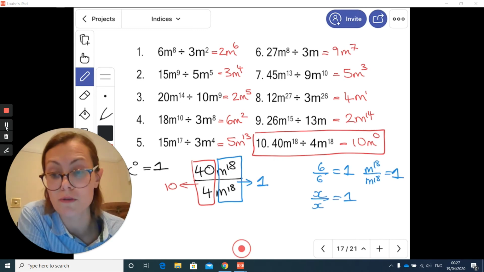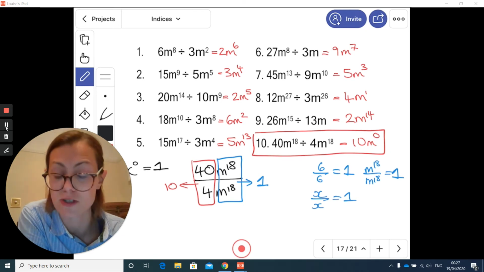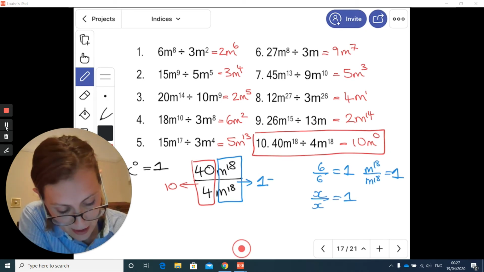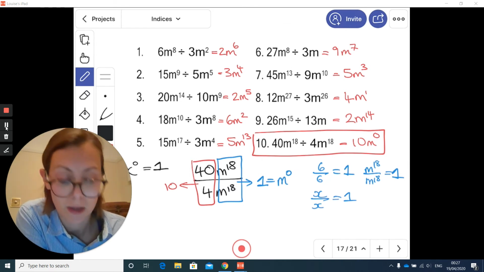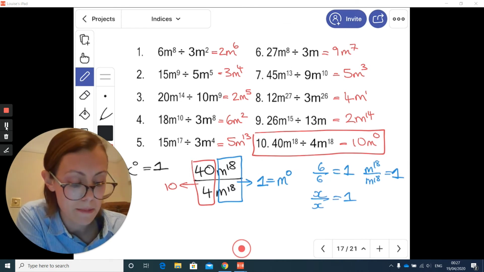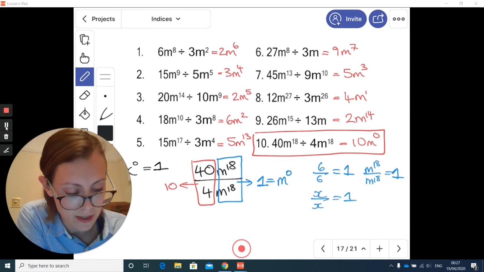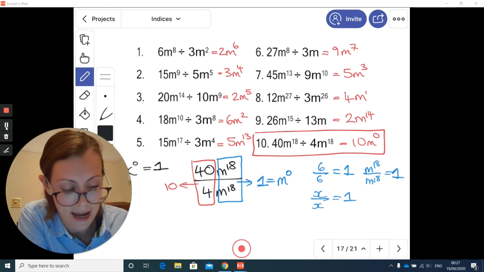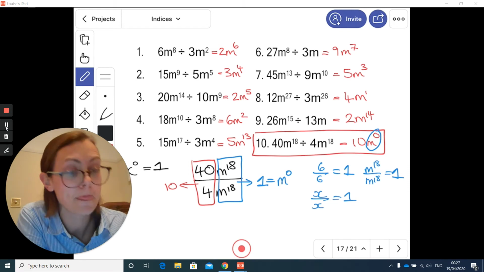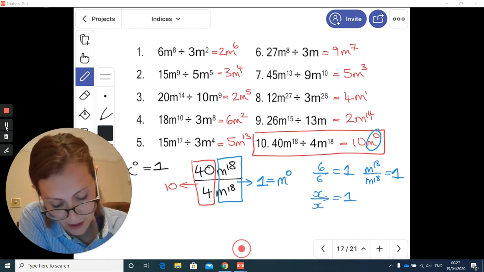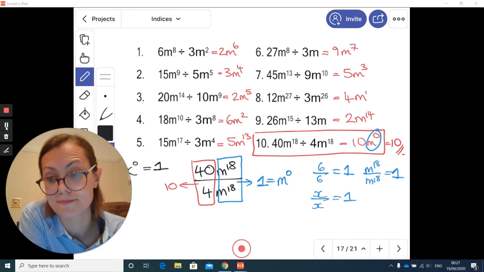But I also know my rule about dividing indices. To do this division, I have to do 18 minus 18. So this is what implies that m to the 0 must equal 1, because any number divided by itself is 1, but my rules of indices say I can also do 18 minus 18 to get the 0. So you could write this answer as 10m to the power 0, but really you should also recognise that m to the power 0 disappears in terms of 1. So your final answer here is actually just 10.